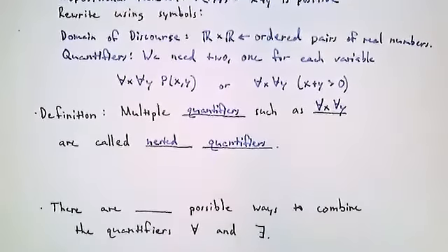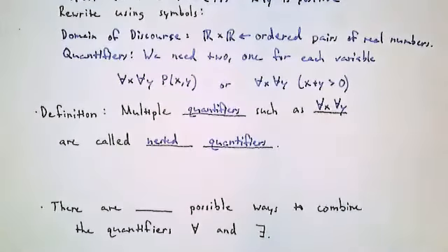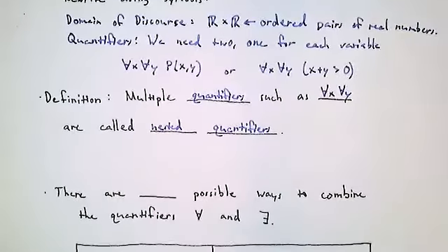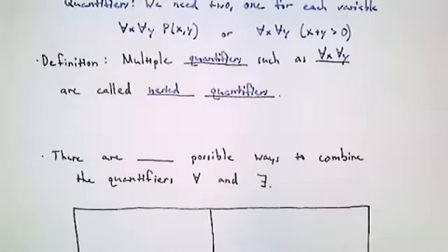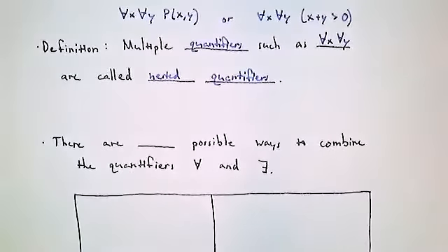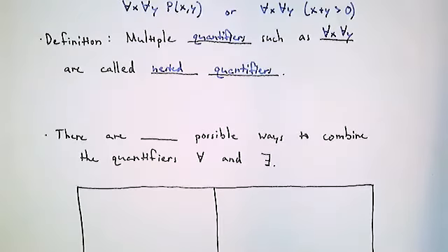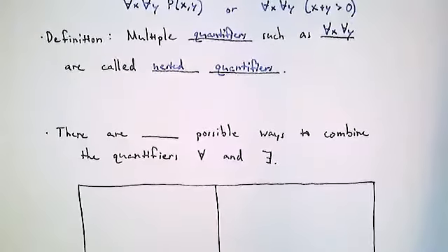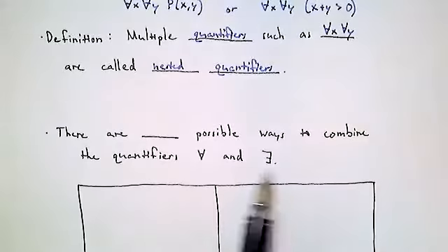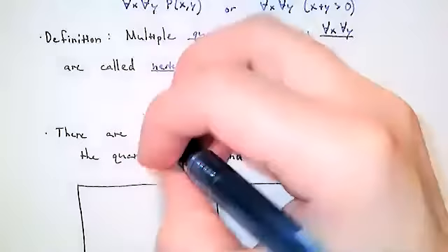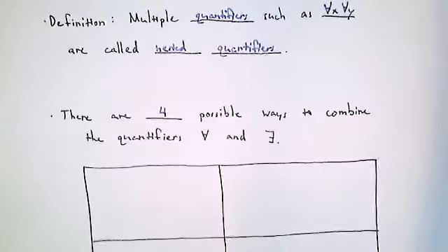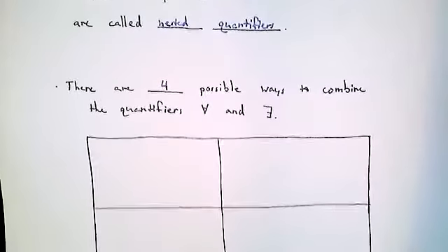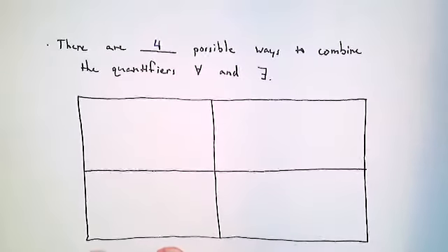Okay, so we have two different quantifiers, and in this particular class, we're going to look at just combinations of two quantifiers. And if we have two quantifiers, A and E, there are going to be four possible ways to combine two of them. And I made a little table here for us to fill out.